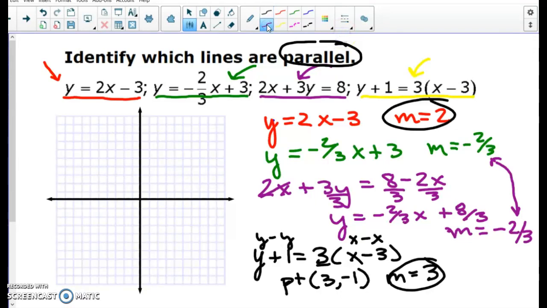So let's graph the purple line. We have a y-intercept of 8/3, which is about 2 and 2/3. So we're going to plot that point, and then we're going to go down 2, and over 1, 2, 3, roughly right in there. So we're just going to draw a quick and not so accurate sketch of that line. That's our purple line. We see that it is parallel to our green line.